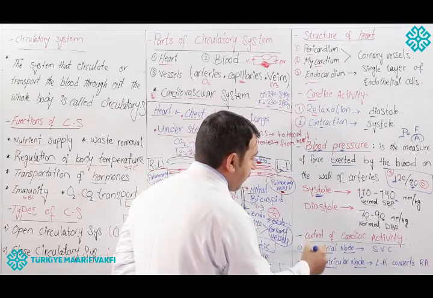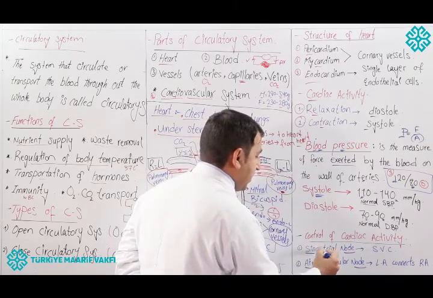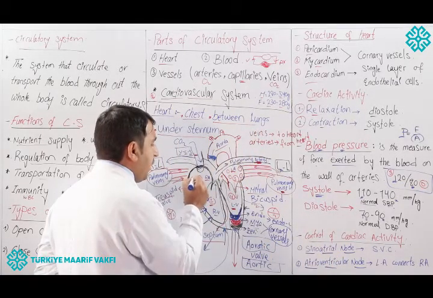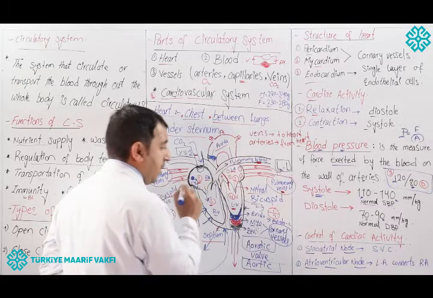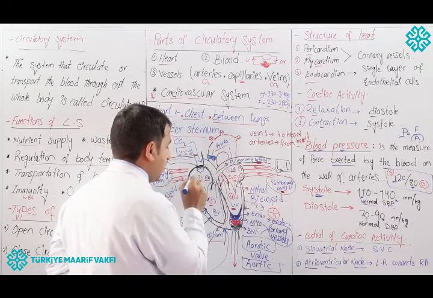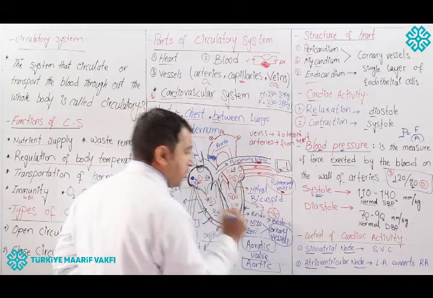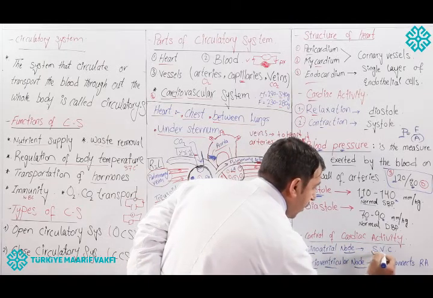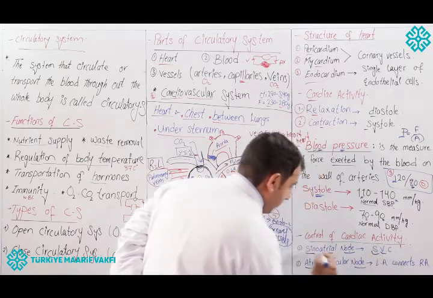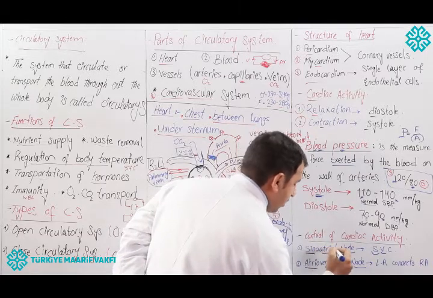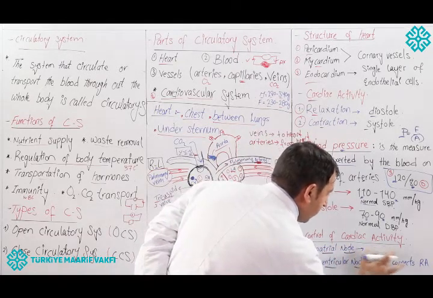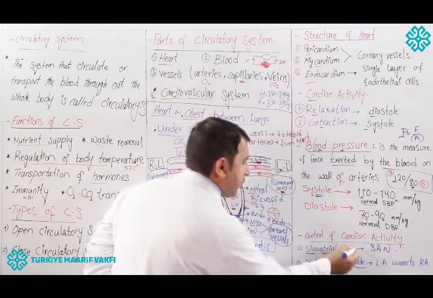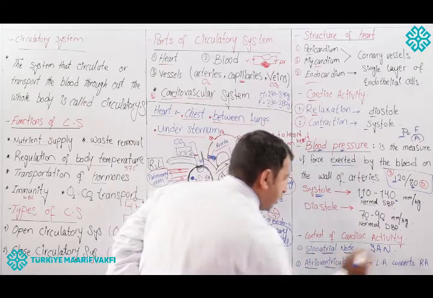Why is the name of this node the sinoatrial node? Because it is located in the atrium, in the right atrium, near the vena cava inferior. Near to this part, it is the location. Because of that, the name of this node is the sinoatrial node. We can say SA node. S for sino, A for atrial, N for node.